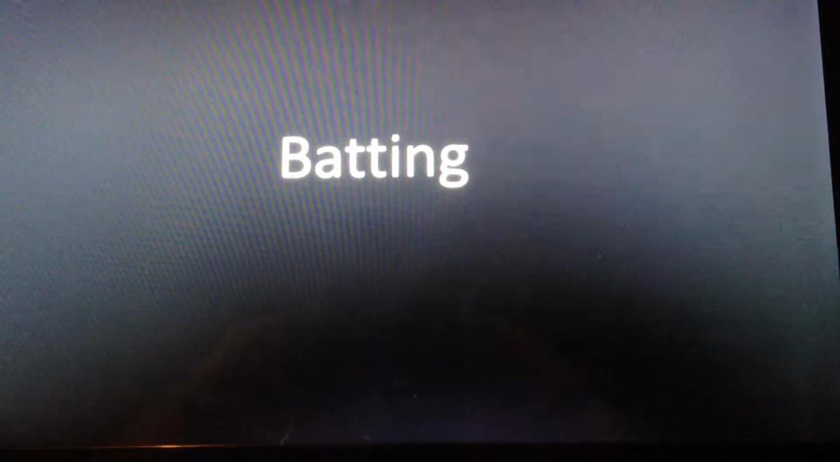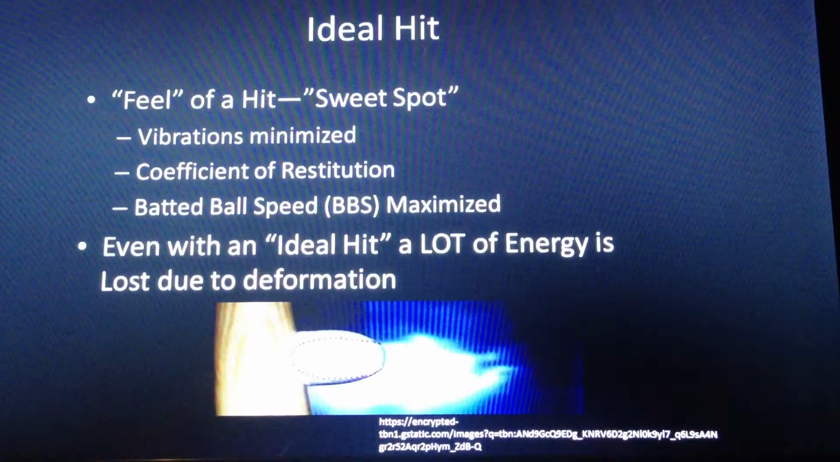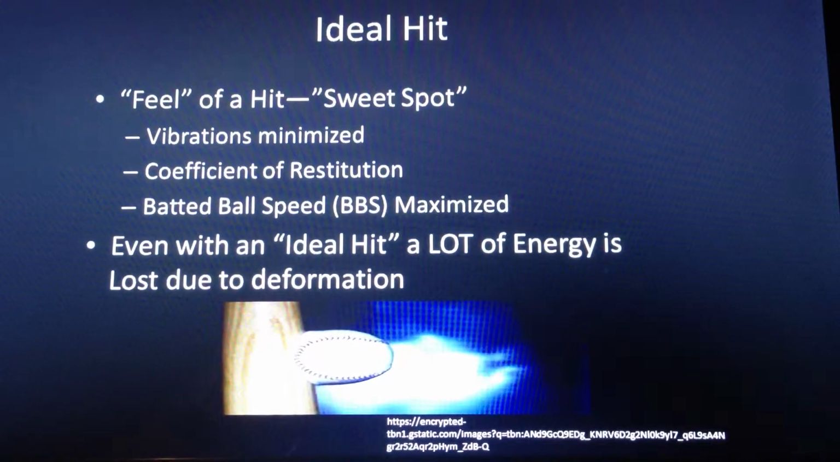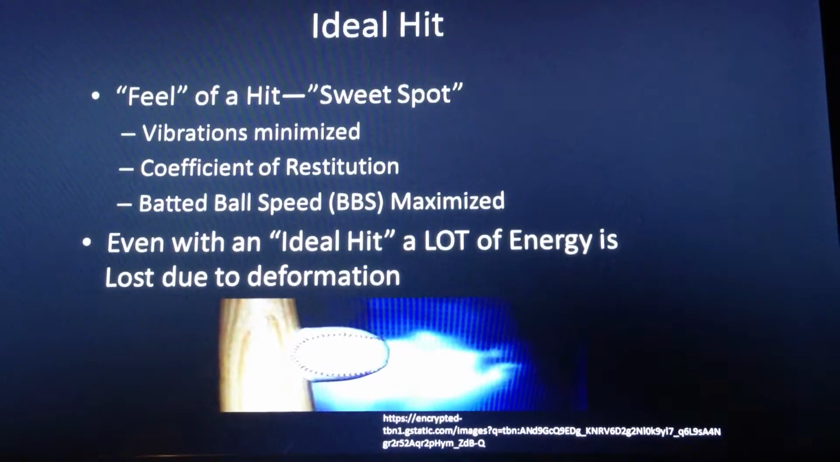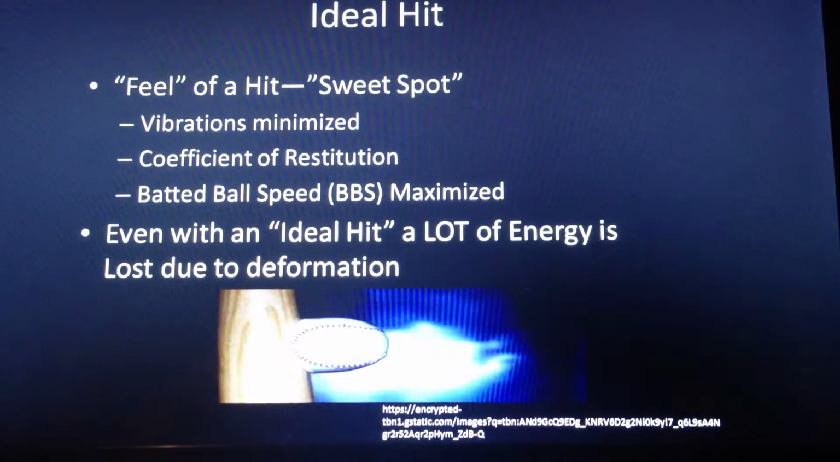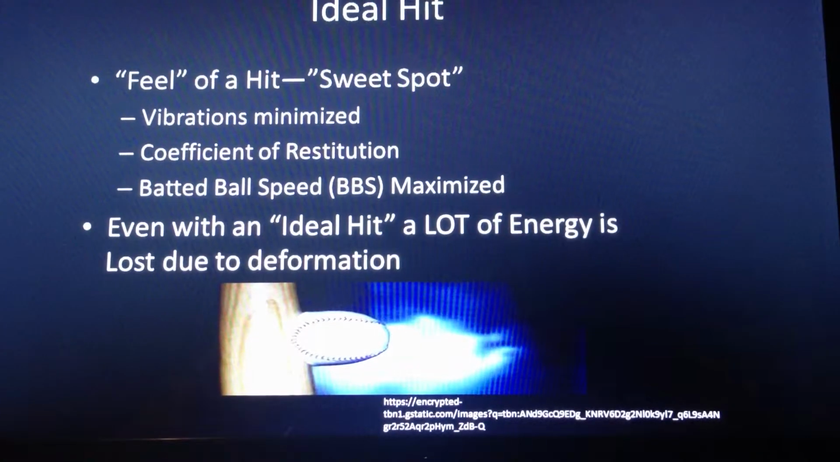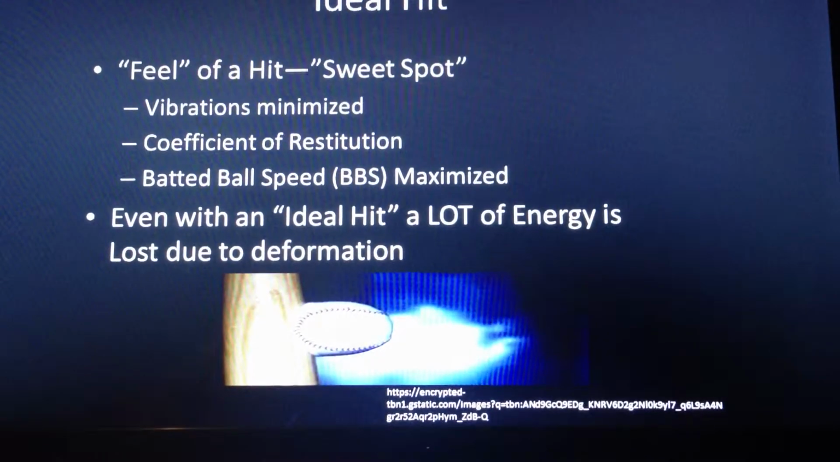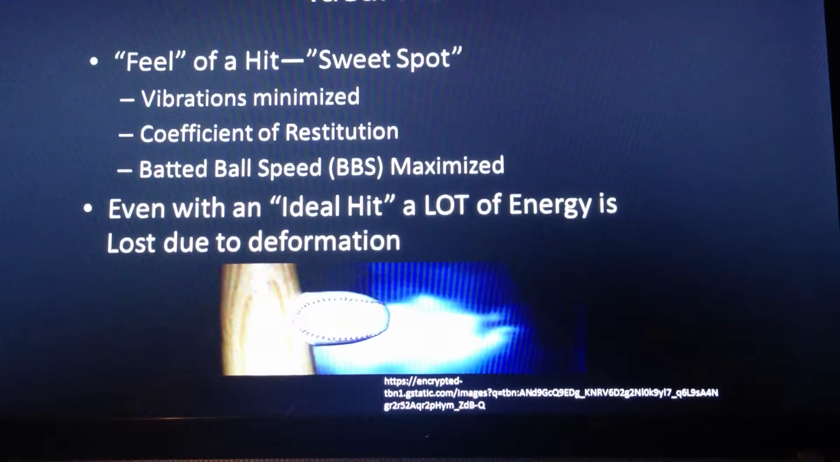So to start off with batting, the ideal hit effectively utilizes a sweet spot. With that sweet spot, the vibrations of the bat are minimized. The coefficient of restitution, which I'll touch on a little later, is a constant with the baseball, and the batted ball speed, or BBS, is maximized.